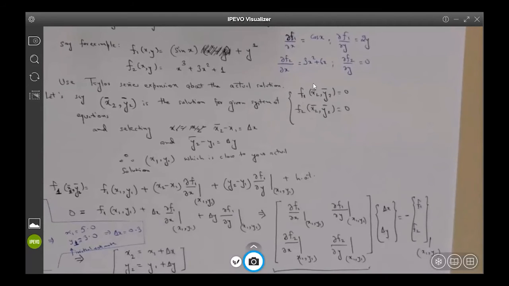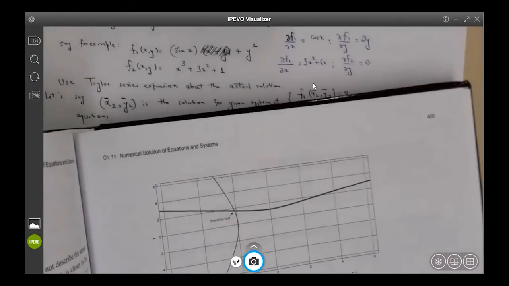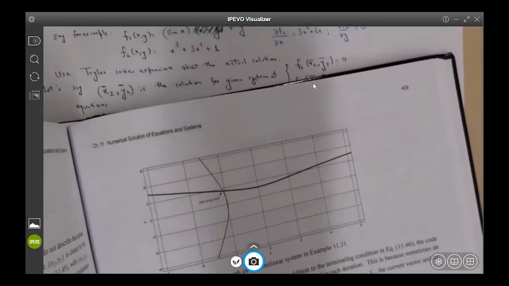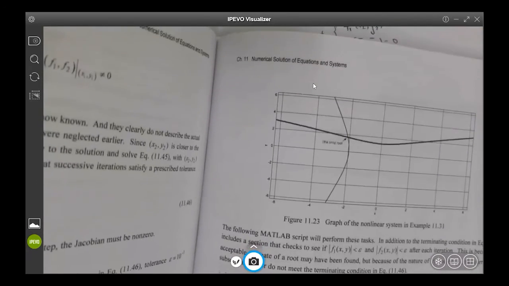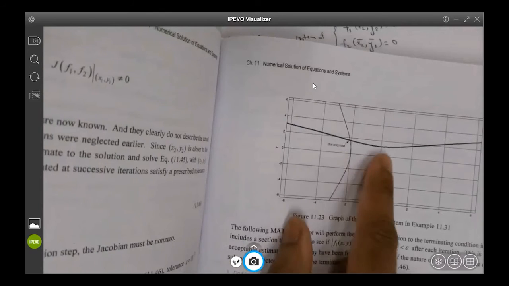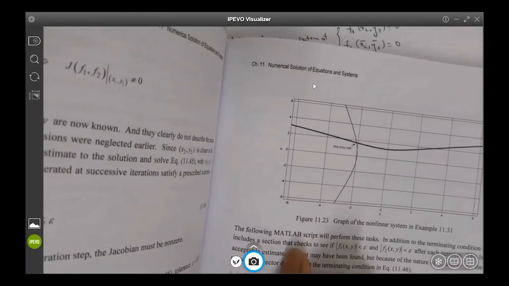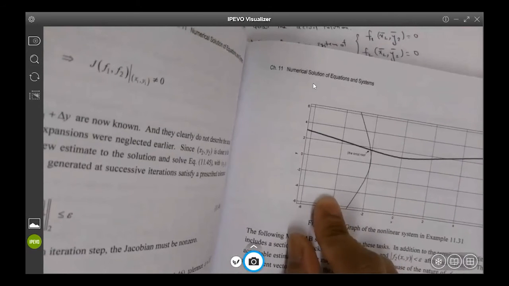I'm just thinking if it is visible in the document camera. If you look at page number 409, you will see these are your two functions, and when you are solving them simultaneously, you are basically finding the intersection of these two functions.